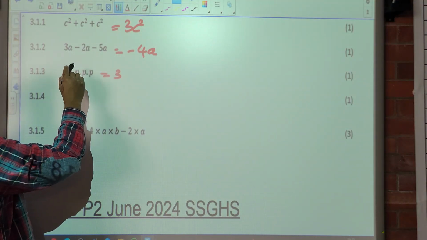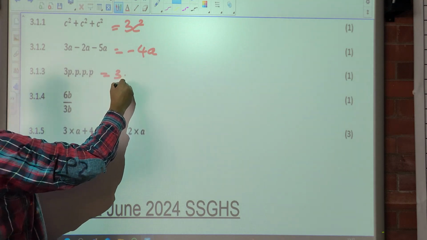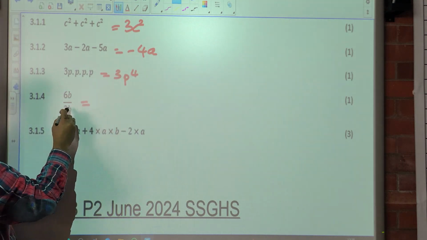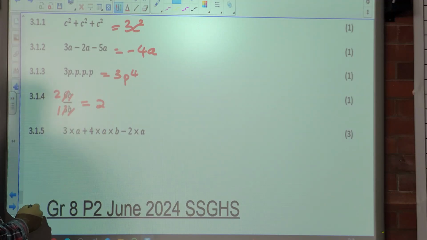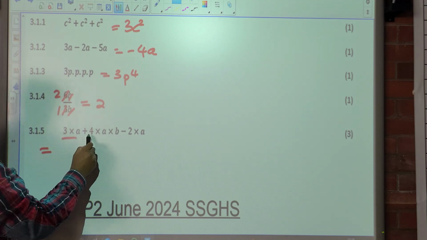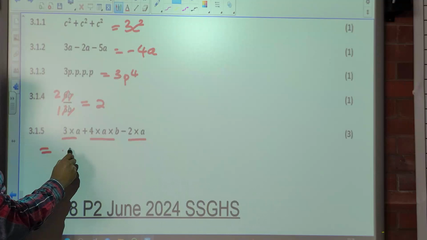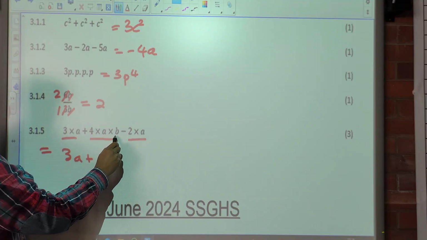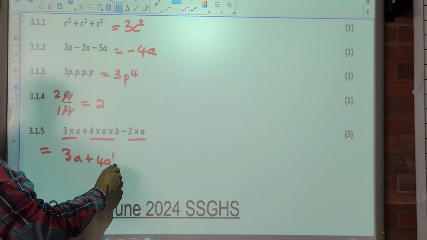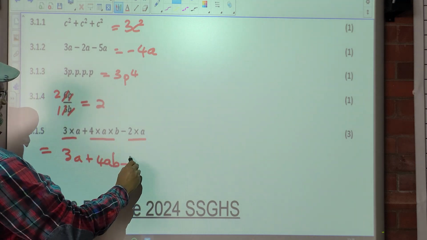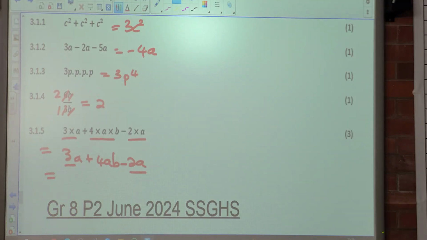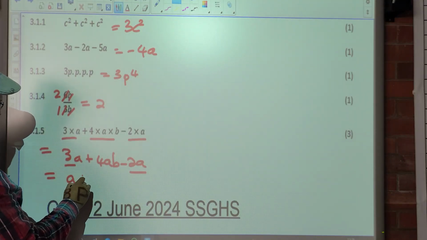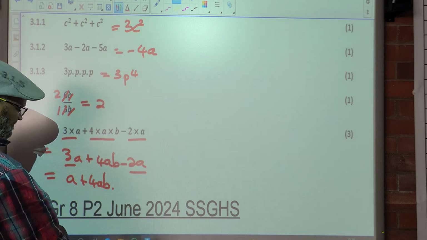3p squared times p is 3p cubed. Then 3 going into 3 once, 3 going into 6 twice. It's 2, the b's cancel. The answer is 2. 3.1.5. Do multiplication first. 3 times a is 3a. 4 times b times a is 4ab. And then negative 2 times a is negative 2a. Now we're going to look for like terms. 3a minus 2a is a, plus 4ab.